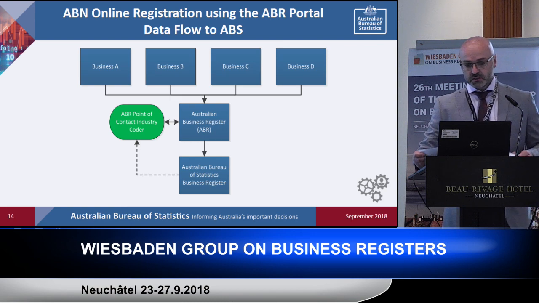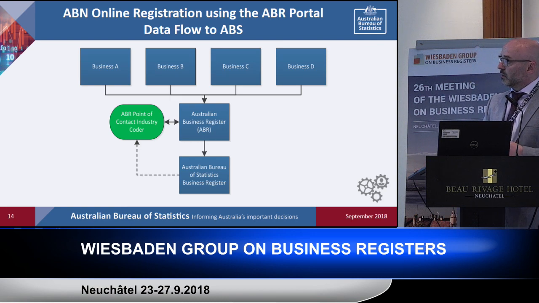Okay, so this here now on the screen is the data flow of business registration through to the Australian Bureau of Statistics Statistical Business Register. And this is how it's been operating for quite some time. At the top we have the businesses A, B, C and D, and they register through the Australian Business Register, which is, as I said, separate to the Australian Bureau of Statistics. During the registration process, the Australian Business Register point of contact industry coder is called upon. Once the registration is finalised, then we receive the data at the Australian Bureau of Statistics, and then it goes on to our Statistical Business Register.